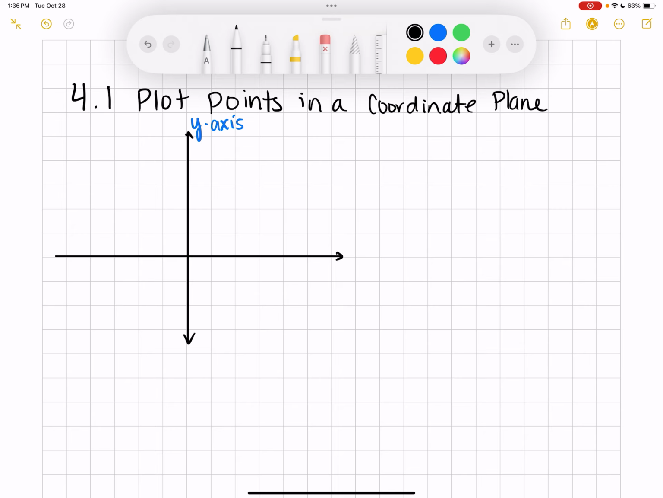But this is the x-axis. So the x-axis goes left and right. The y-axis goes up and down. This point here in the middle is called the origin, and it has the points 0, 0.